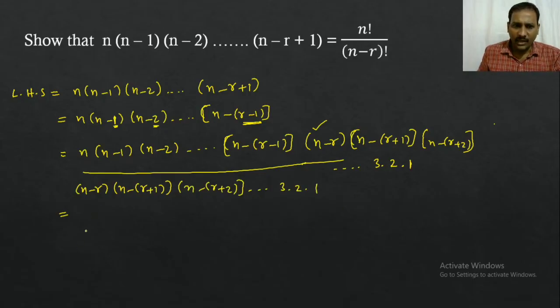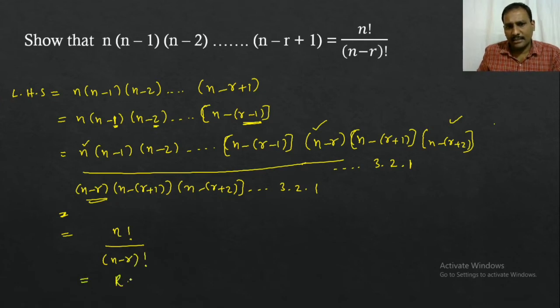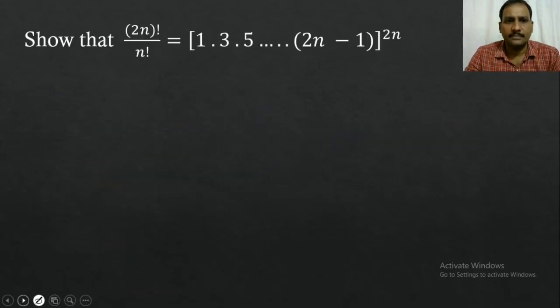Now in the numerator, it is the product of first n natural numbers. Therefore, you can write it as n factorial. In the denominator, it is the product of first n minus r natural numbers, and it can be written as n minus r factorial. That is RHS. Ends the proof. Hope it is clear. Next.